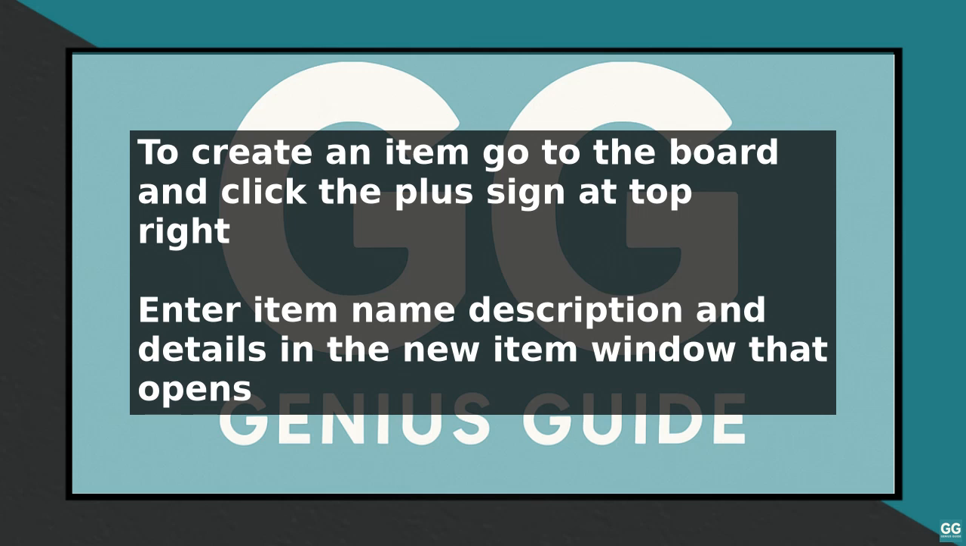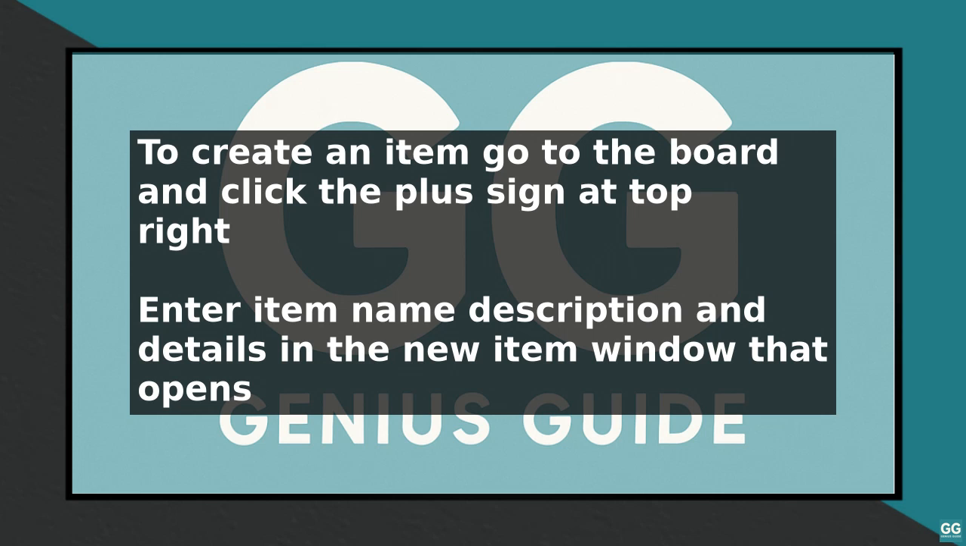For example, you can add a text column to track notes, a date column to track deadlines, or a numeric column to track progress. You can also add tags, attachments, and dependencies to an item to provide more context and clarity. To edit an item, simply click on it and make the necessary changes.